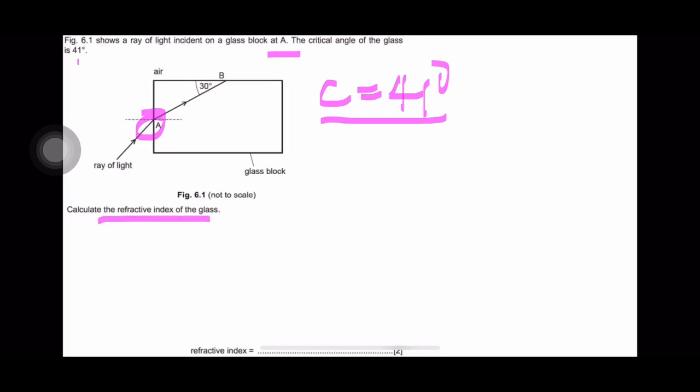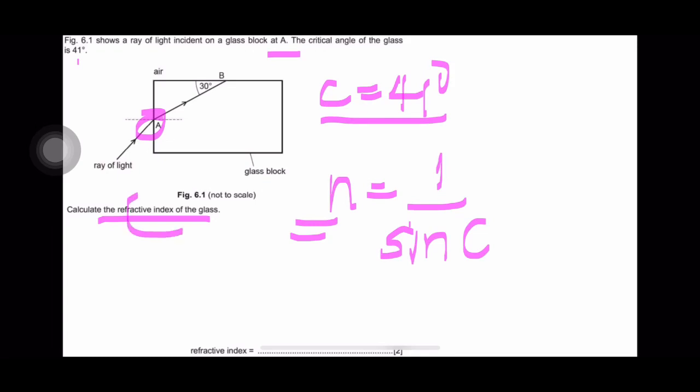Now we have the critical angle, therefore automatically we are going to use the equation n is equal to 1 divided by sine of the critical angle. If you're not comfortable, I'm telling you again, of n, then use the refractive index. So we are going to look for the refractive index, not the critical angle. Therefore, this is just a simple substitution.